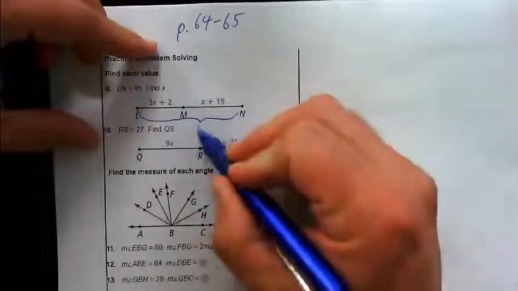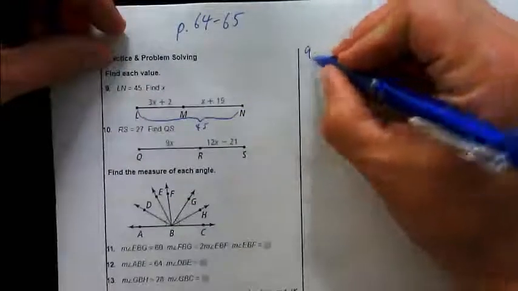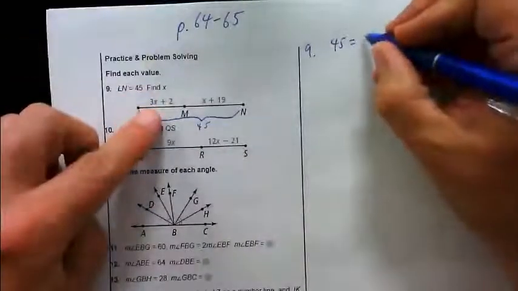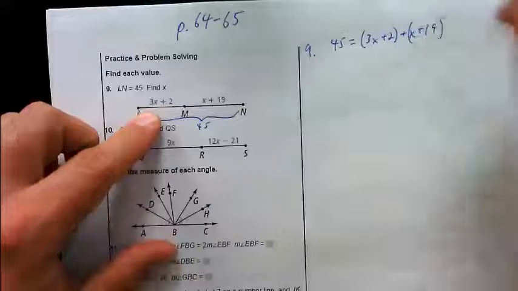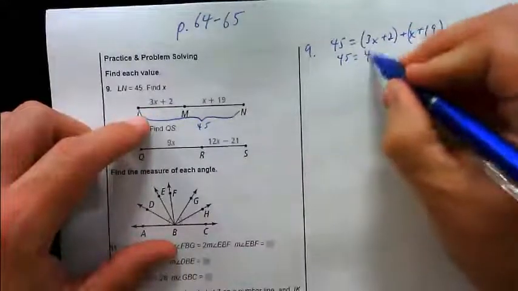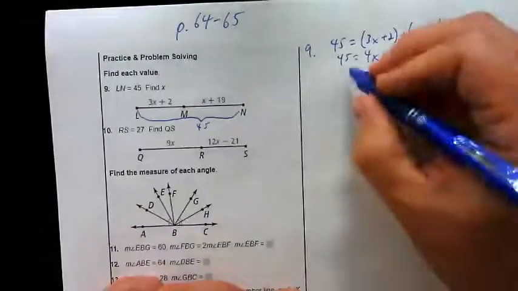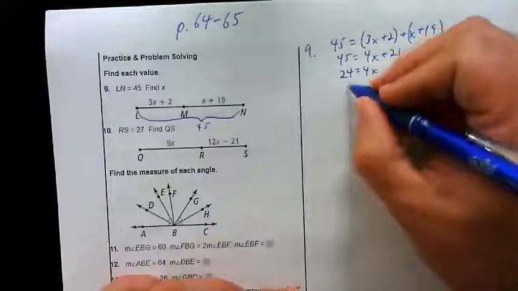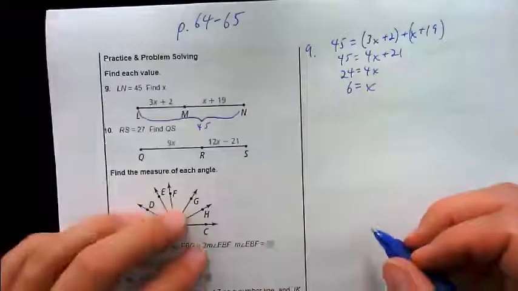But the first question, find each value. So ln is 45, so this whole thing is 45. They gave us these two lengths, so we can set up an equation so that we're setting these two equal to that 45. So 45 is equal to, and we're adding these two equations together, plus x plus, so combine all your like terms. So 45 equals 4x plus 21. Subtract off the 21, that'd be 24 equals 4x. Divide off the 4, that'd be 6. So x is equal to 6. They want us only to find x, so that's our final answer.